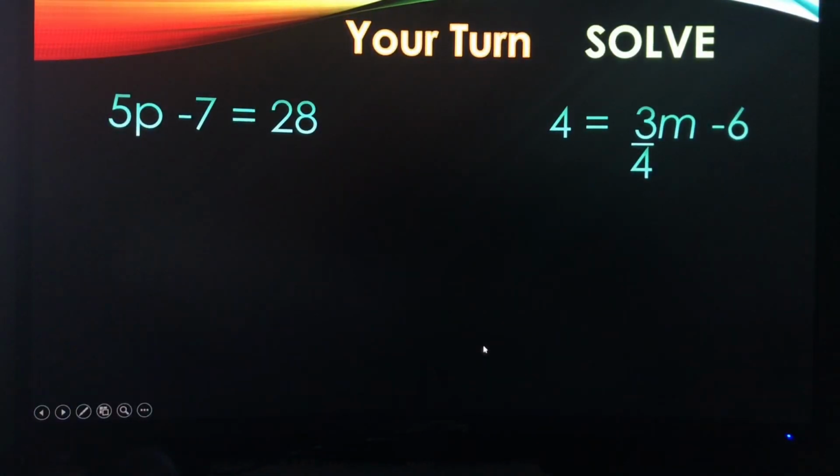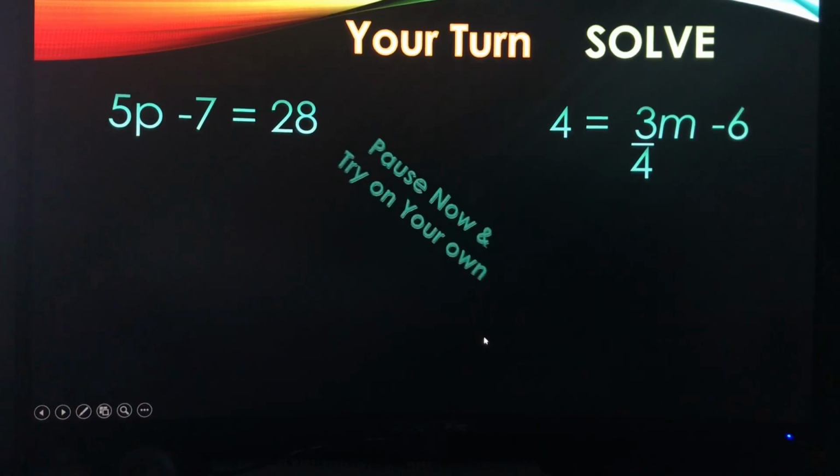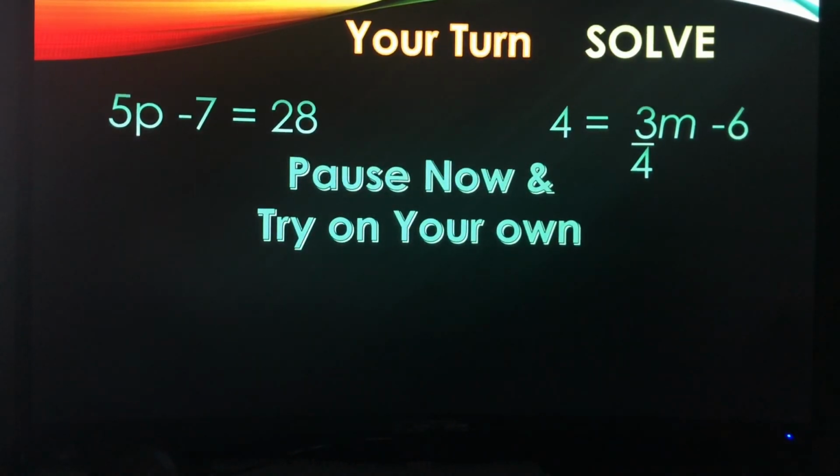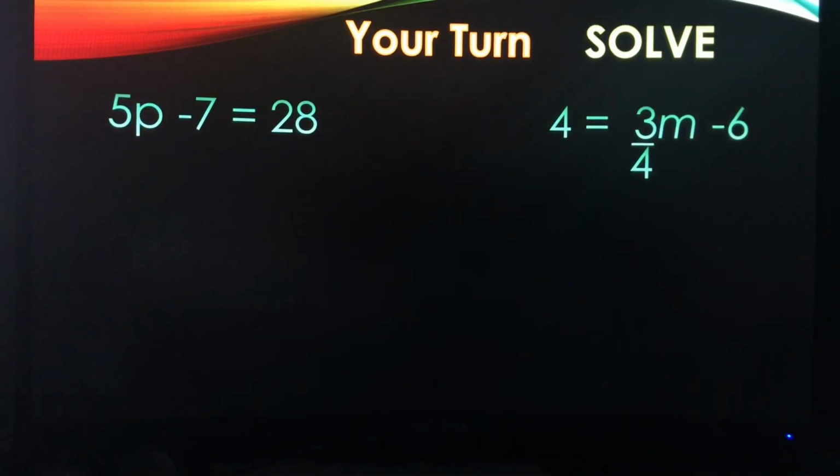So now it's your turn. Okay? Take a moment, pause the video, and try this one on your own. Let's see how you did. So I'm going to draw my imaginary line again. Remember, I'm trying to get P by itself. The only way that I'm going to get P by itself is to start by bringing over what's not touching it. So I'm going to start by bringing over -7.